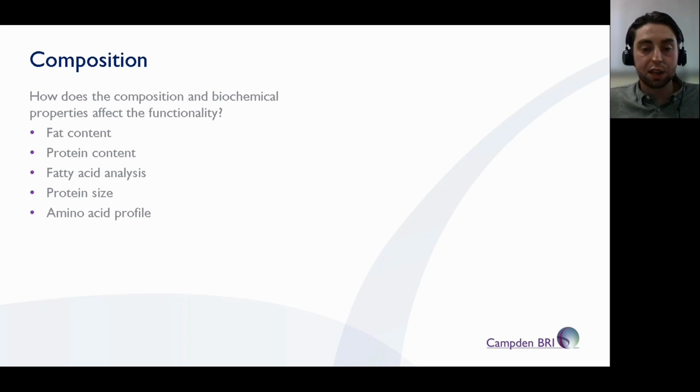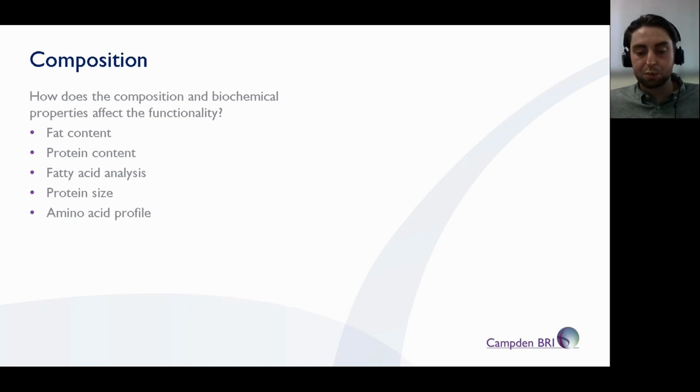You may be able to identify products that are good, and you may then want to know more. Why are these egg materials better than other egg materials? It may be the composition or the biochemistry of those egg materials. We may want to look at the fat content, the protein content, the fatty acids, the protein sizes or the protein size distribution, the amino acid profile, what amino acids are there. This can affect functionality because when coagulating, there's a certain few amino acids that link together to create the coagulation gel network.